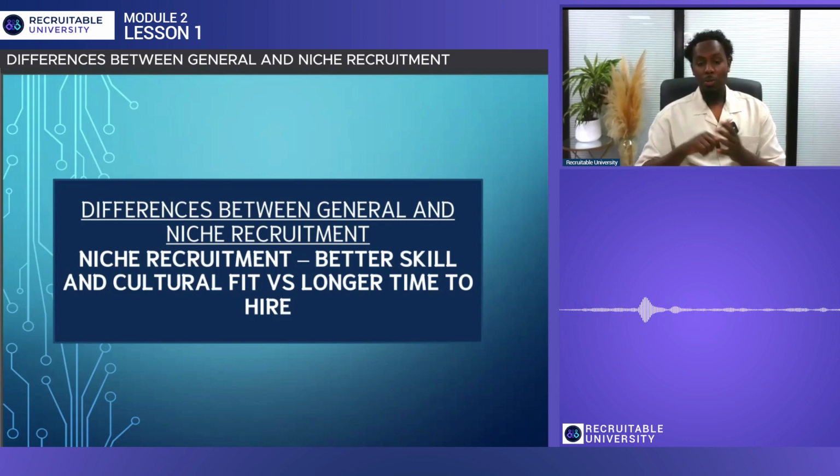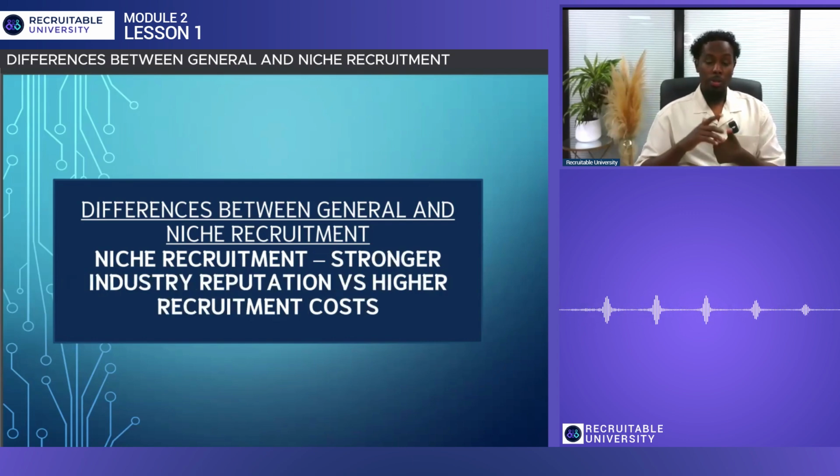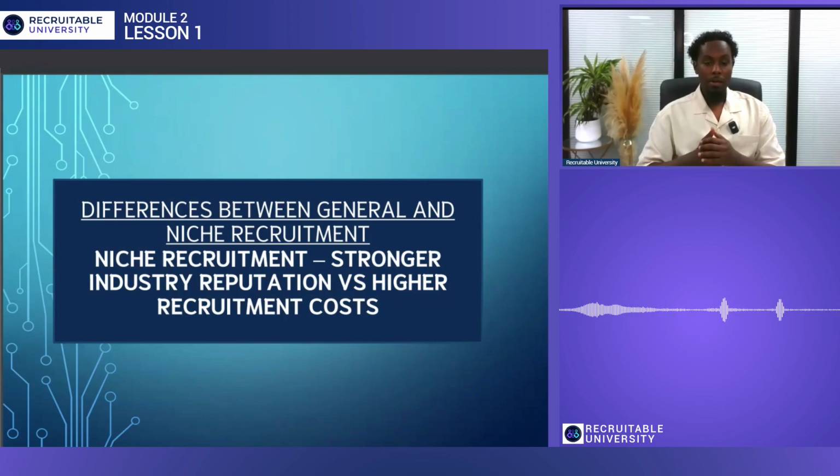But finding those types of candidates is like, I was going to say finding a needle in a haystack, but it's more realistic than that. It's just that finding those types of candidates is going to take you a lot longer than in general recruitment. You know, finding a laborer versus finding a skilled nurse. When it comes to niche recruitment, you'll have a stronger industry reputation. You'll have a deeper knowledge of your industry, of the market that you are recruiting for. Also expect to spend a little bit more on recruitment costs, and we'll go through job boards and the different types of job boards where you may find those types of candidates over the next few lessons.